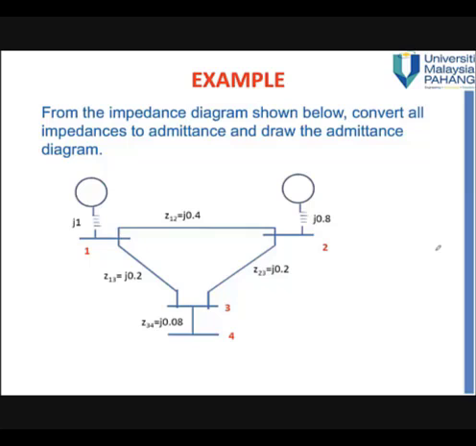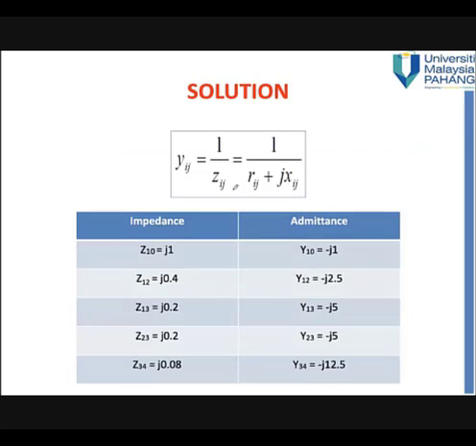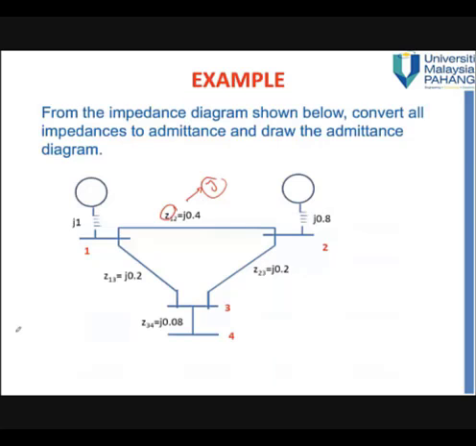So this is the example, an example for the bus system. We have a 4 bus system, 1, 2, 3, 4. But we ignore the R for simplicity. So the activity is to change from Z to Y. What we can do is change everything into Y. Z10 represents 1, 2 because this is our ground. 1, 0 represents ground.